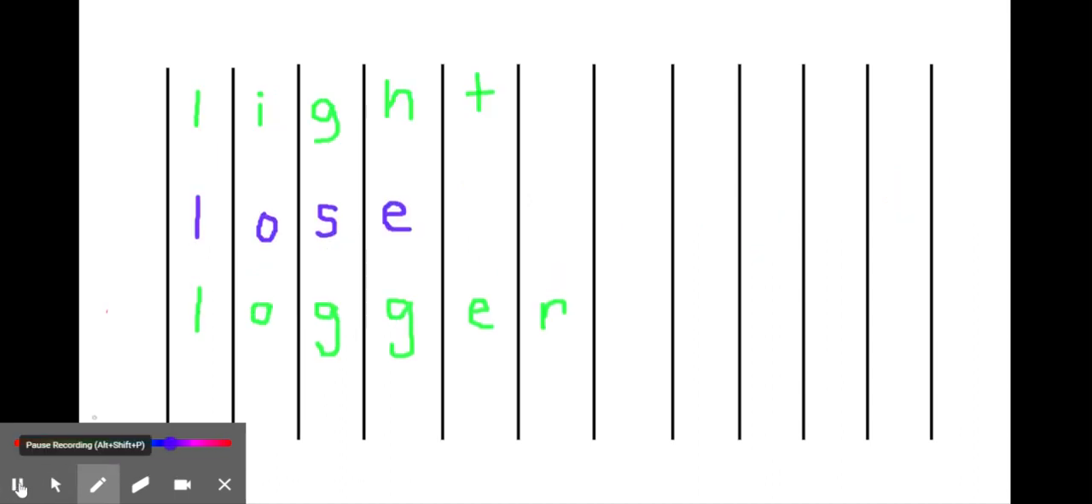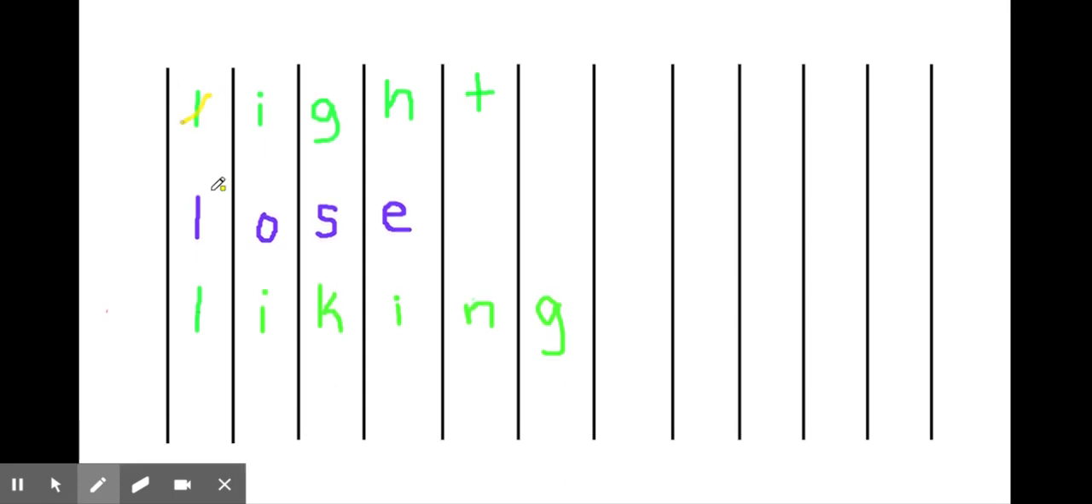All right, now let's look at light, loose, and liking. Again, we're going to look at light and loose. L and L are the same. I and O are different letters.